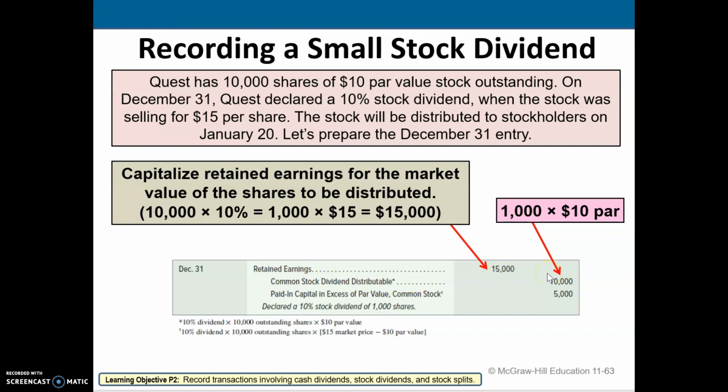And then the difference between the $10 par and the market price of 15, at $5 times the 1,000 shares in the dividend, that's the $5,000 difference, that gets credited to paid-in capital in excess of par.